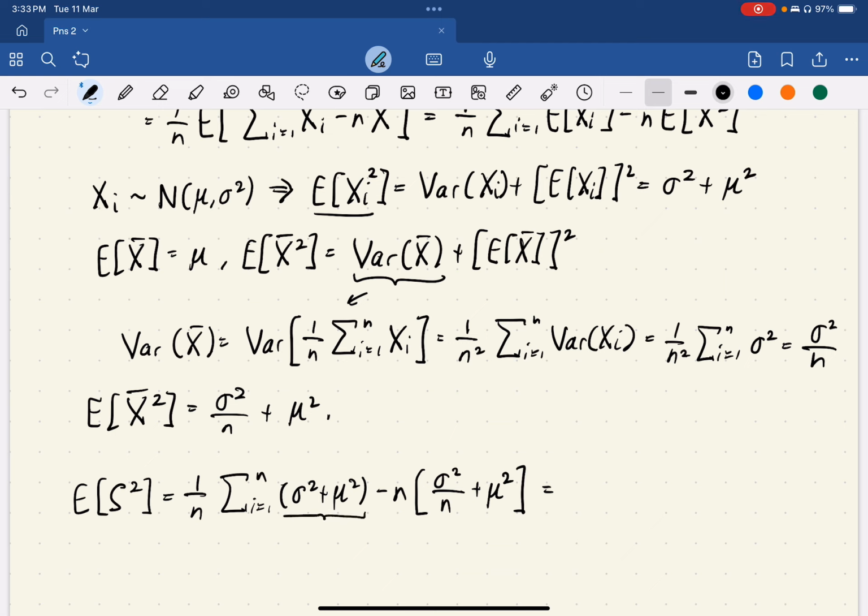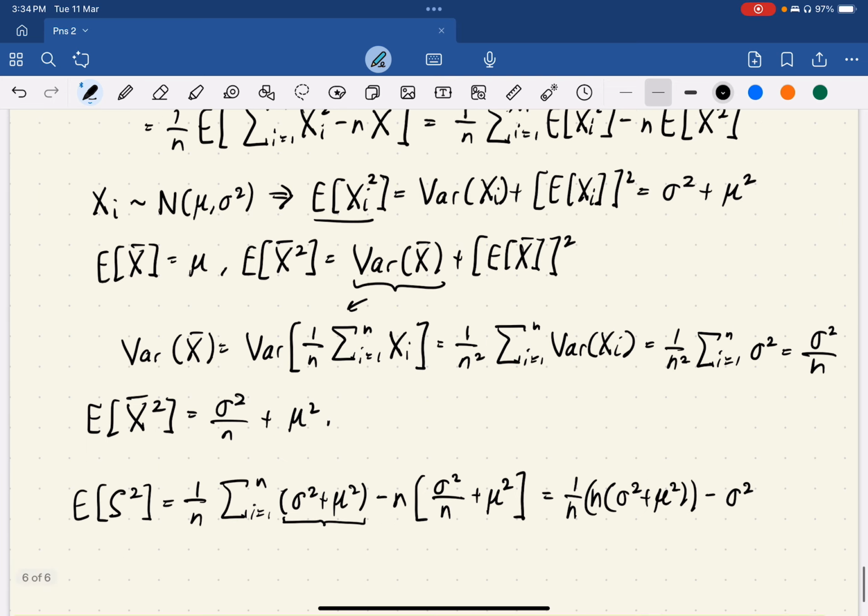Now this is constant, so we can simplify again, which is just 1 over n times n times sigma squared plus mu squared, plus we multiply by n here, plus n.